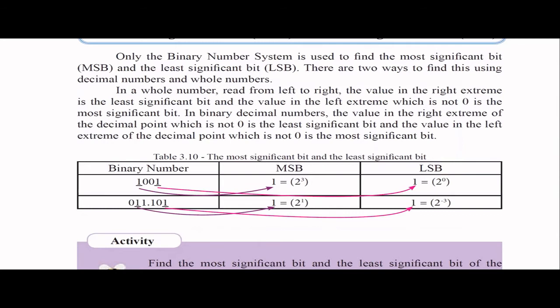And in binary decimals, we have to ignore number 0.